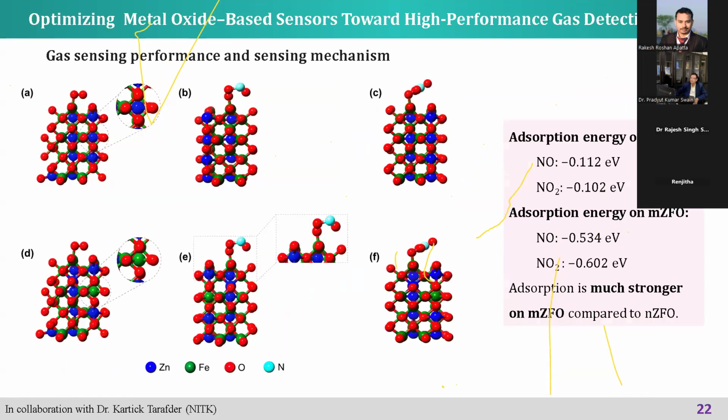We do a DFT calculation to establish why this material has a higher response to the particular target gas. We find this by calculating the adsorption energy for this material. This calculation shows that for this phase of mixed zinc ferrite, the adsorption energy is very high. This shows that it will have a much higher response compared to the other phases of the same compound.